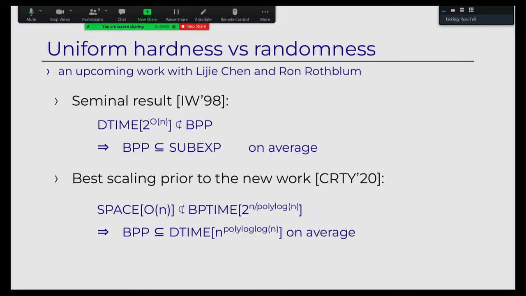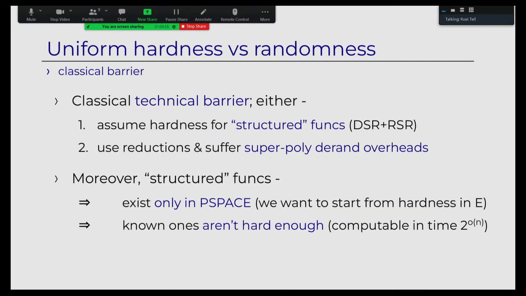Okay, we're going to do something better now. So as I will ask, why can't we do better? What's the obstacle? There's a classical barrier, really, which stood for 2 decades, and we're going to bypass it now. The argument works only if you have hardness for nice functions, functions with a specific structure, downward self-reducible and randomly self-reducible. So either you assume this annoying narrow hypothesis for a specific function, or you assume hardness in a class and reduce to this function, but then you pay a reduction overhead.